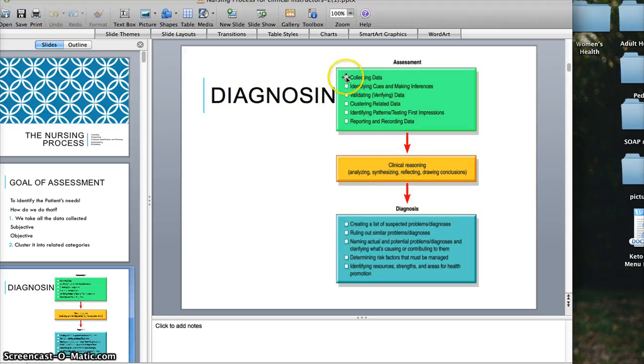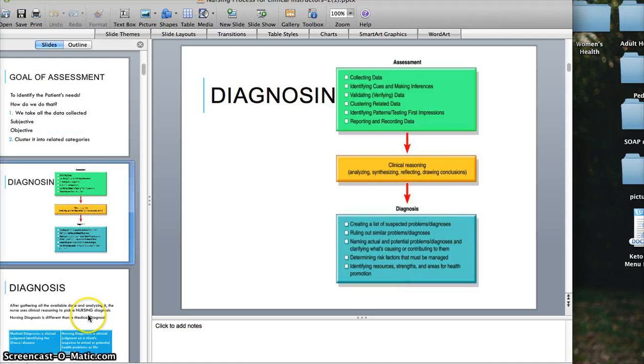When we're doing diagnosis, we're collecting that information. We are using our clinical reasoning, so we're analyzing, synthesizing, reflecting, and drawing conclusions. And then our diagnosis is basically creating a list of suspected problems and diagnoses, ruling out similar problems, narrowing actual and potential problems, and so on. Sorry, I went too fast.